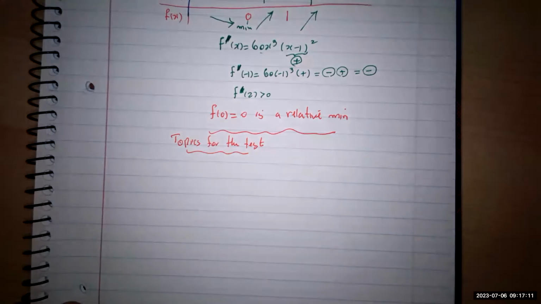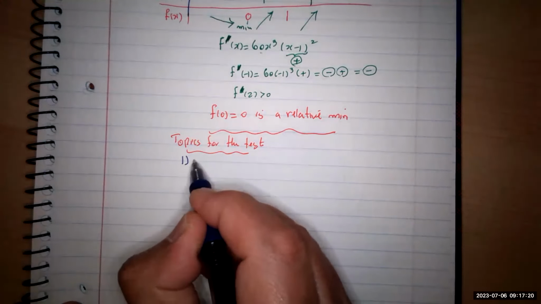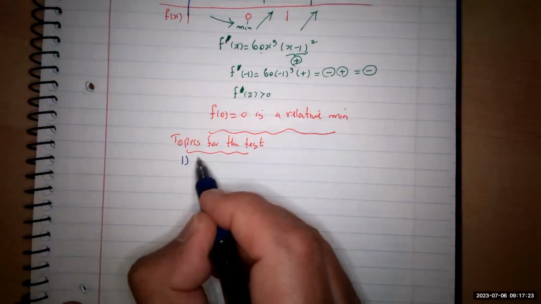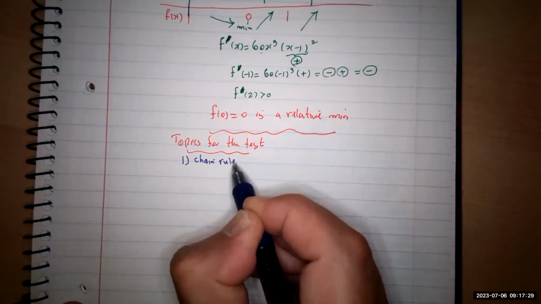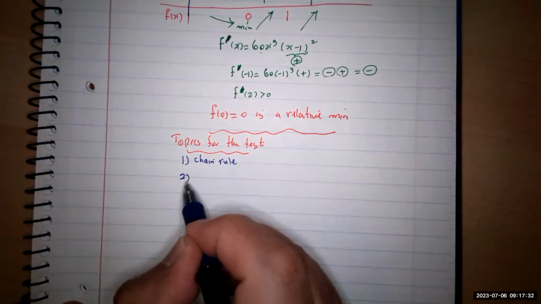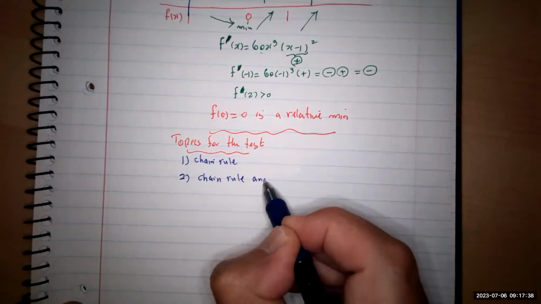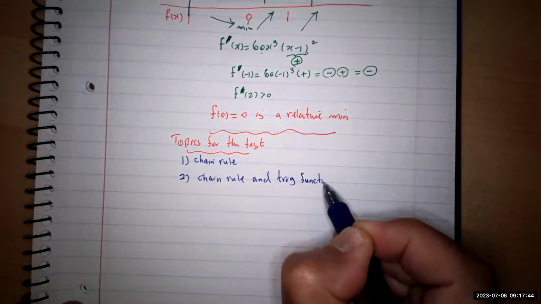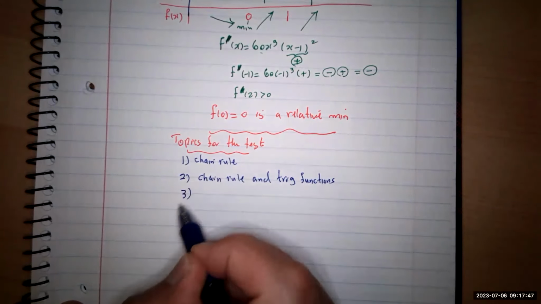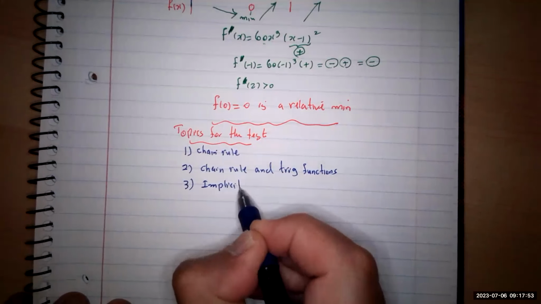Okay, this is it. 11 questions. 5 from your quiz. You get 2 questions on the chain rule, finding derivatives as in your quiz. You get 1 chain rule for an ordinary function, and 1 chain rule for a trigonometric function, as in your quiz. Chain rule and trig functions. Number 3, of course, we get implicit differentiation, as in your quiz.